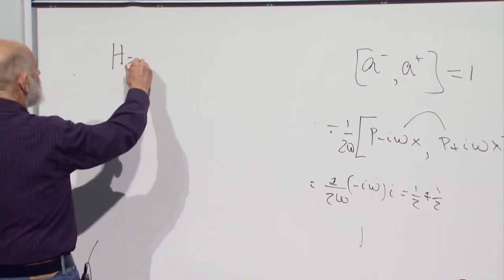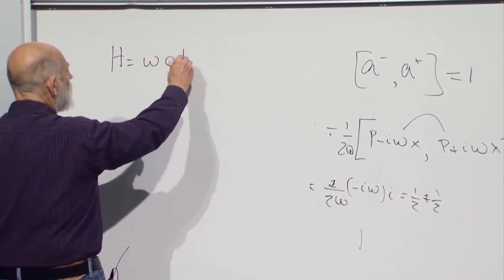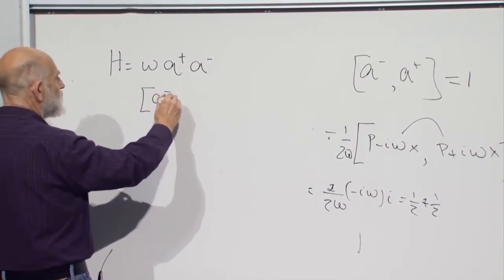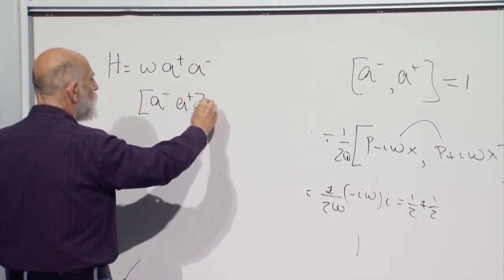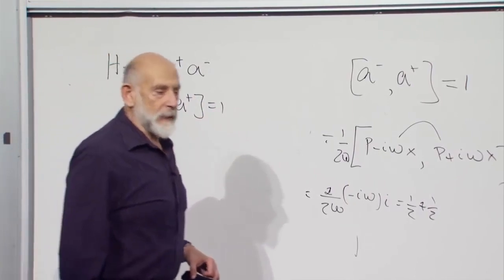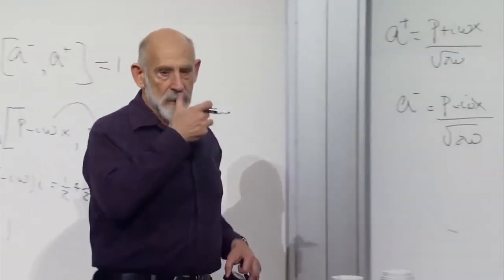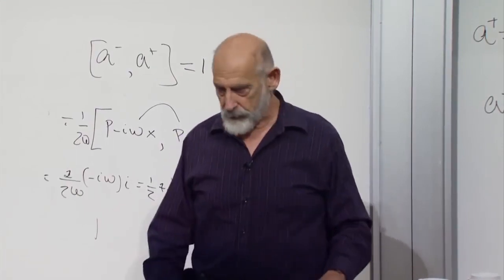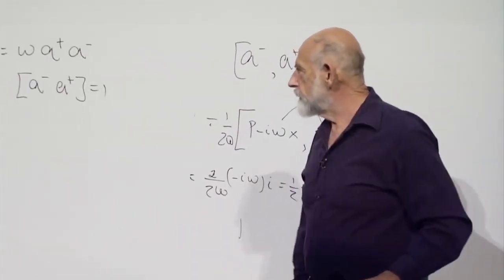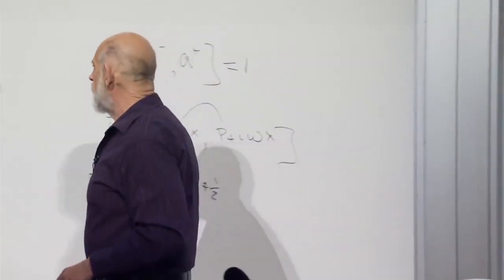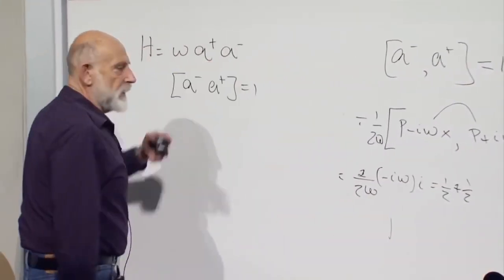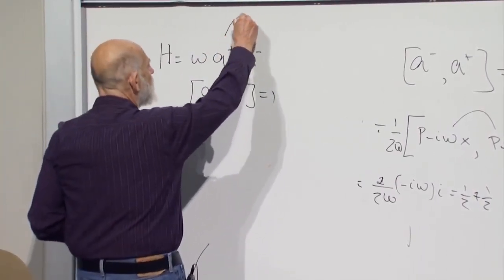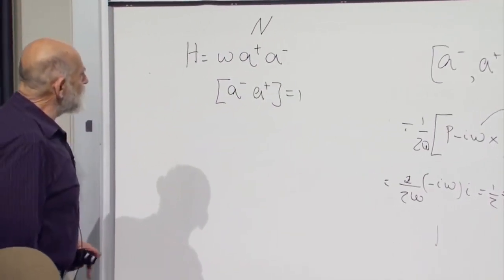The Hamiltonian is omega times A plus A minus, and the commutator of A minus with A plus is 1. There's one more fact here, and it's the fact that A plus and A minus are Hermitian conjugates of each other. That plays a role. Okay, good. Let's give this thing, A plus A minus, by itself a name. Let's call it capital N. It even gets simpler now.